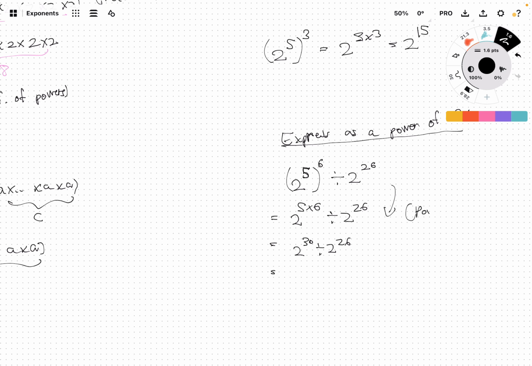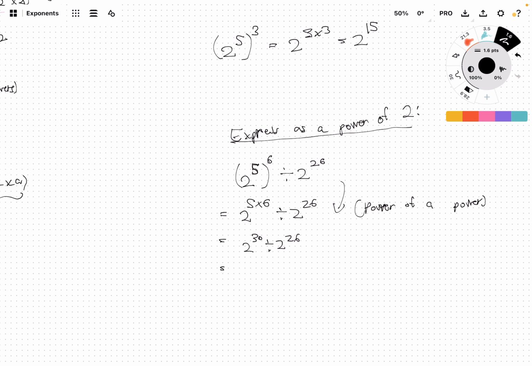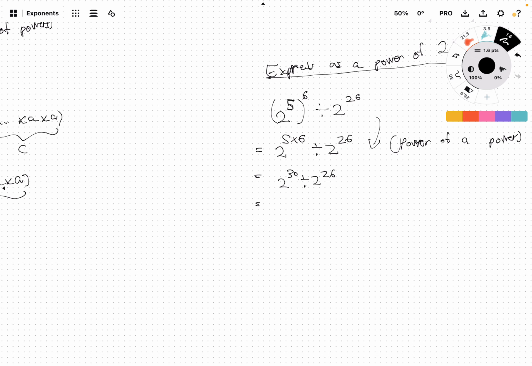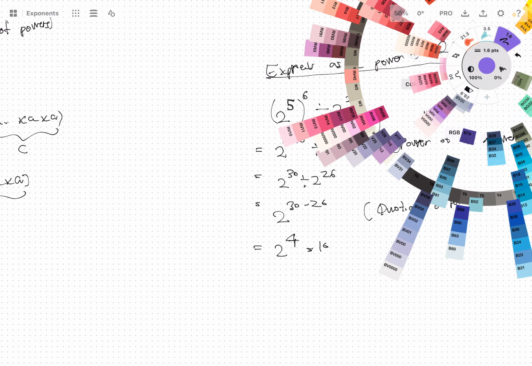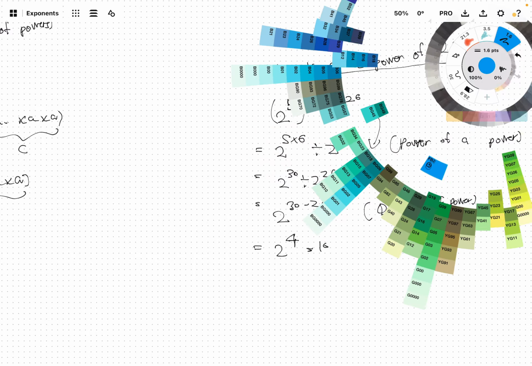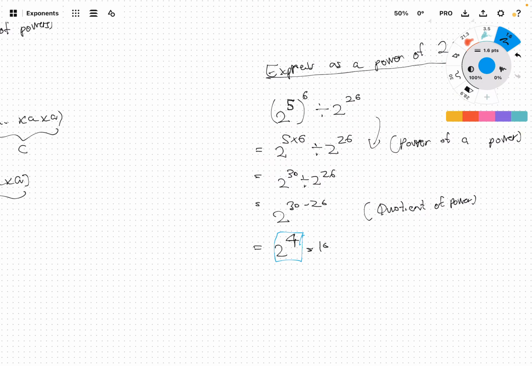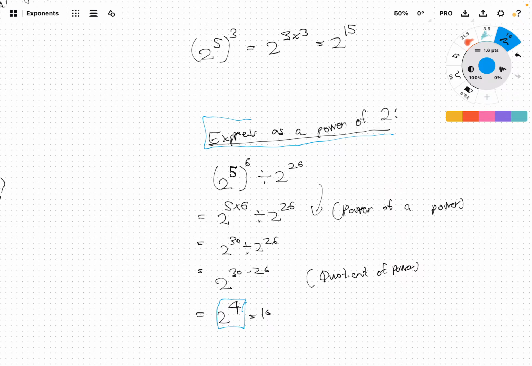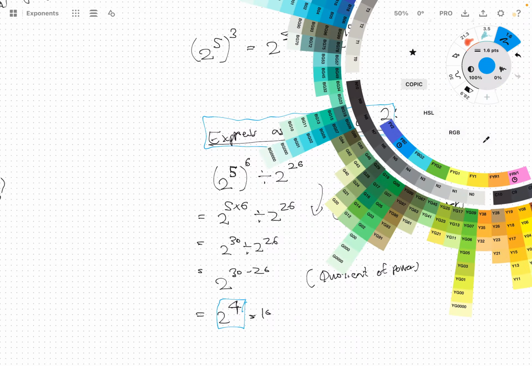Actually, you should name the law. I think it's at the very start, at least. Be explicit about which law you're using. And then finally use the quotient rule to subtract these. So I'll name it quotient of power. And look at that, this very complicated looking expression became something simple. That's just 16. Now again, you don't have to get 16. If you wrote 2 to the 4, that's fine, because all the question asks you to do is to express it as a single power of 2.